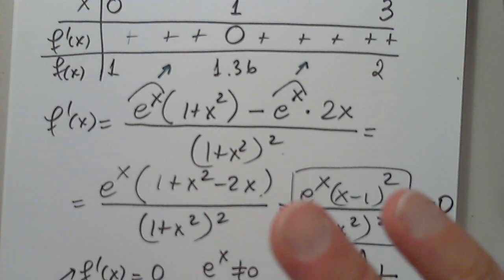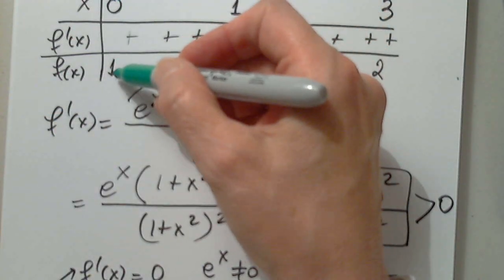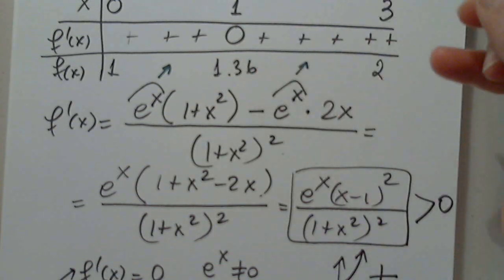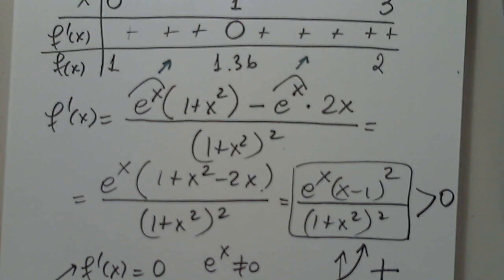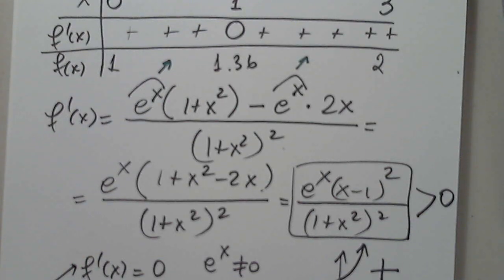Perfect. So now, what type of point is (0, 1)? What type of point is (1, 1.36)? And what type of point is (3, 2)? So let's start with (0, 1). What would you say that represents for this function on the given interval? (0, 1), what does it represent?